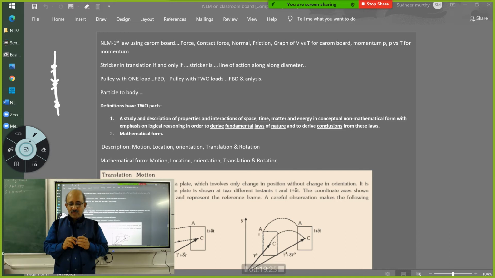Can I try? Tell me some. Yes, try. A force is a vector quantity which can change the state of a body.